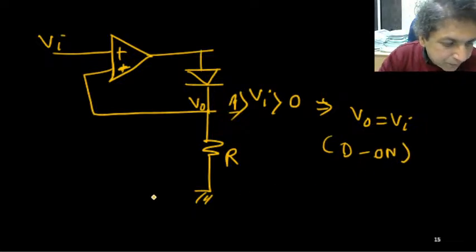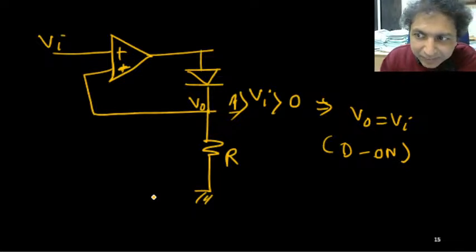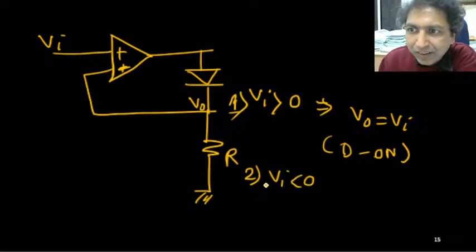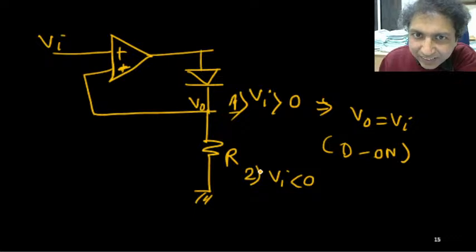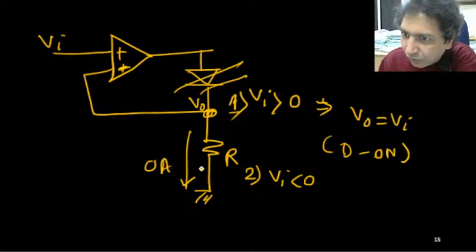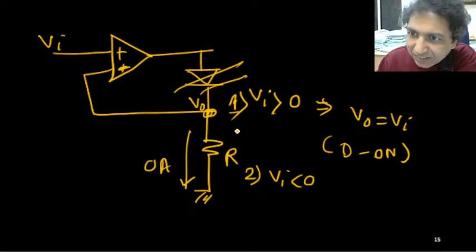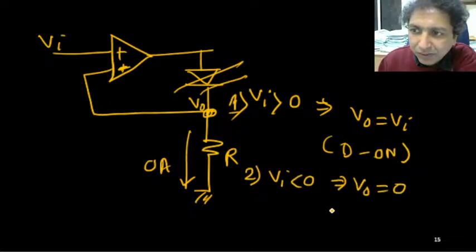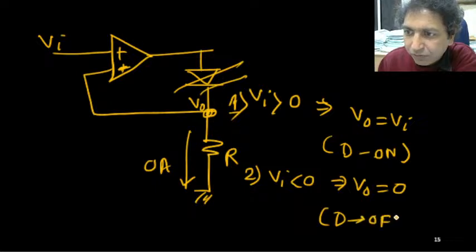Okay, is it fine? D is on, because the negative feedback is completed, and we will get V naught equal to Vi. But in the second case, when Vi is less than 0, the diode is off, disconnected, it's open loop. Open loop means simply it is not there. So this end is connected to this one, so current will be 0 ampere, no current will flow. So the potential drop across the resistance is 0. So V naught will be 0, and that is due to D being off.